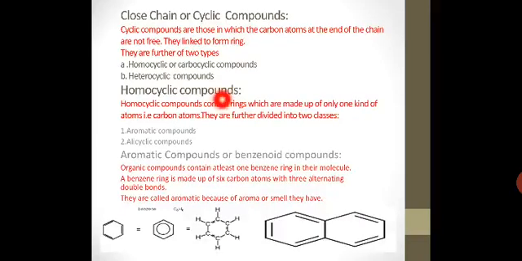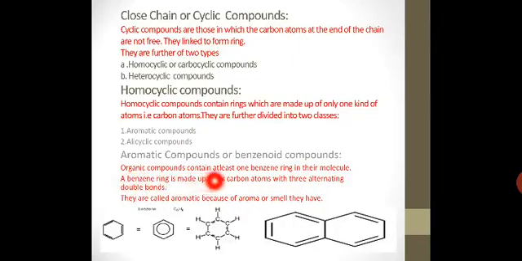So what are homocyclic compounds? They contain rings which are made up of only one kind of atom, that is carbon atom, and they are further divided into two classes, that is aromatic compounds or alicyclic compounds. These same kind of rings are further of two types. What are their types? Aromatic compounds, these are also called benzenoid compounds.